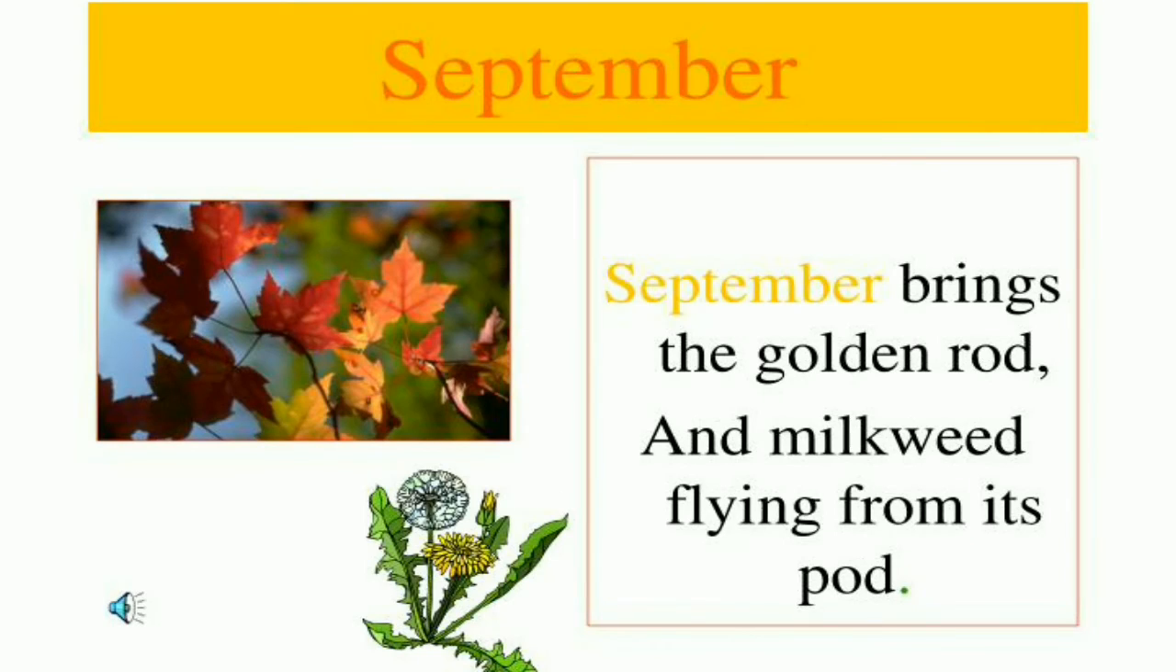Then next, September. So September brings the goldenrod and milkweed flying from its pod. So September brings the goldenrod. It's a blooming time, and milkweed flying from its pod. So we find September brings the goldenrod and milkweed flying from its pod.